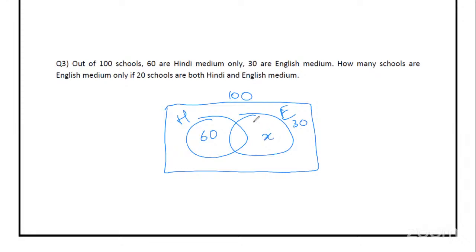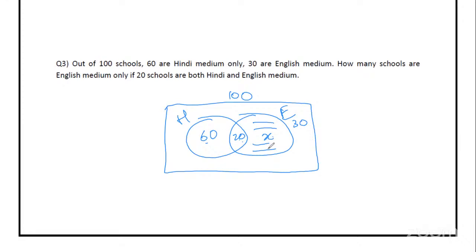So this is your X region out here. If 20 are both Hindi and English. So 60 plus 20, obviously this is 60 and 20, 80. So X should be 20, right? No, because this entire thing is 30. So hang on a minute. See, a dodgy question. Without the grade, you could have got into trouble.